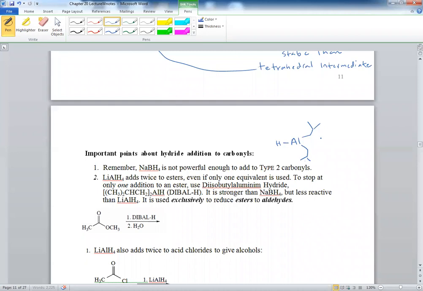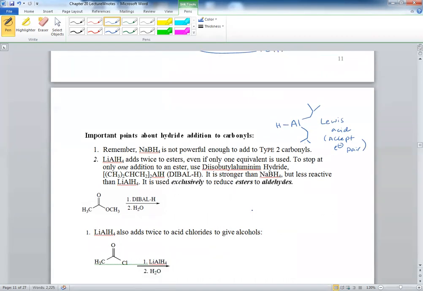This acts as a Lewis acid. Okay, so Lewis acids, if you remember, they accept an electron pair. And we just refer to it as DIBAL-H. DIBAL-H has this formula.